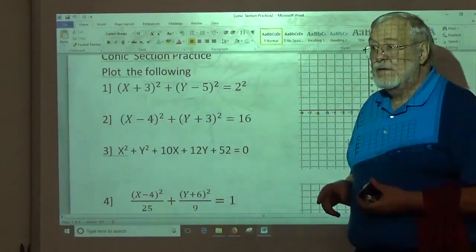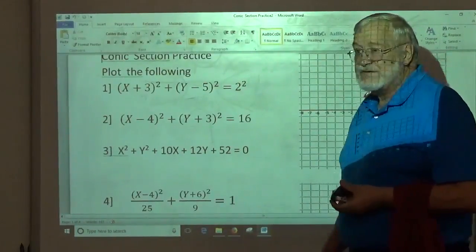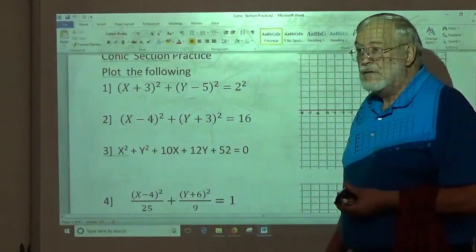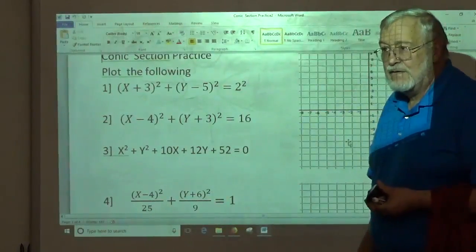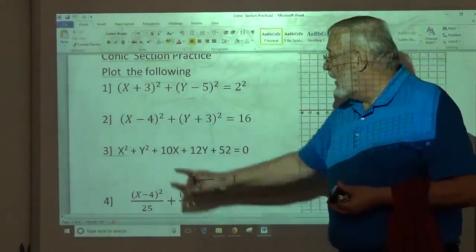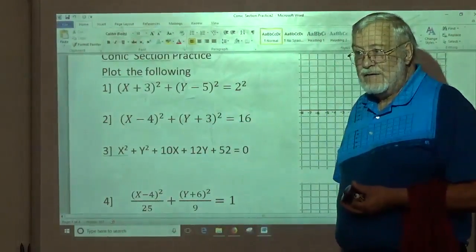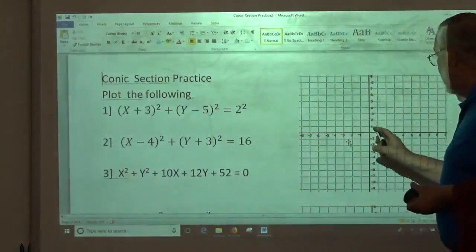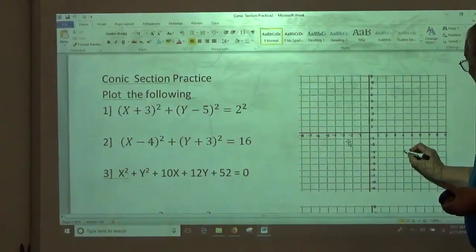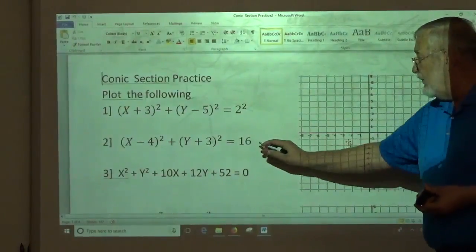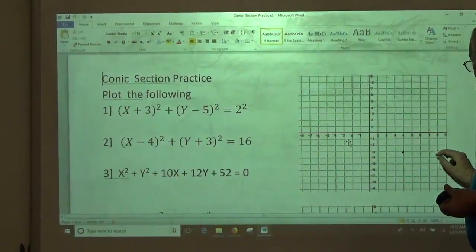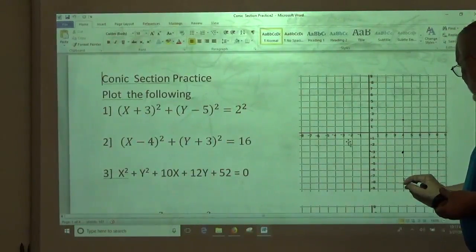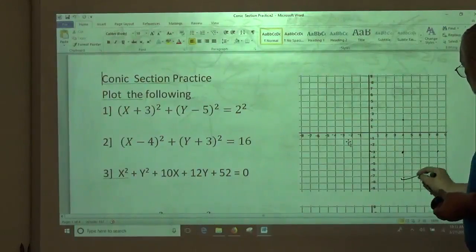Okay, where's the center? Let's see. Sydney, where's the center? For number 2. Opposite. It's at 4, -3. 4, -3, and the radius is 4. Then draw the circle.